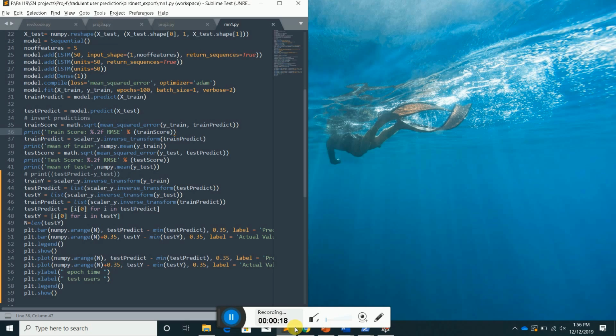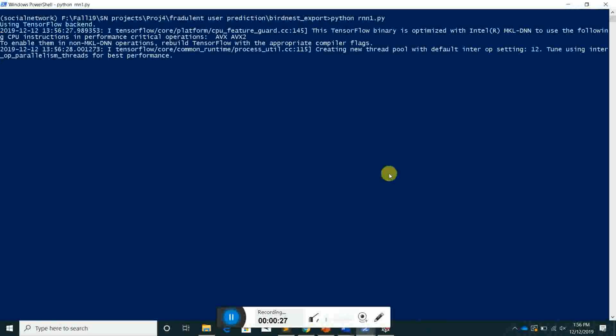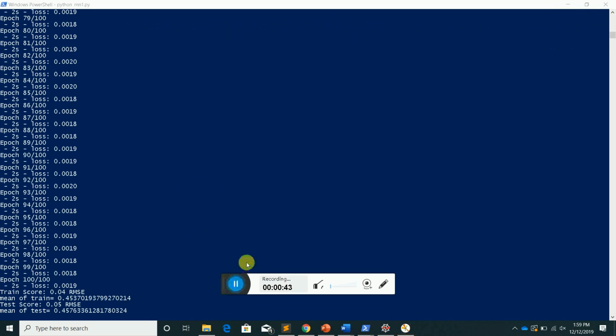Next, we can see a video of the execution of this. On the left is our program running the algorithm and training the network. We skip to the 100th epoch. As you can see, the RMS value for training is 0.04 and the RMS value for testing is 0.05.